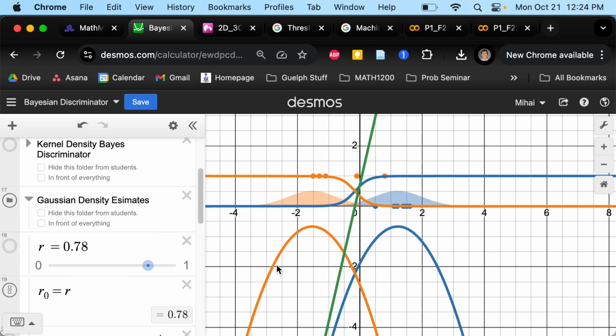What do you guys think about that? Any questions or comments? That's the linear discriminator.